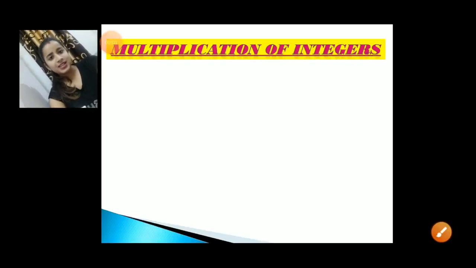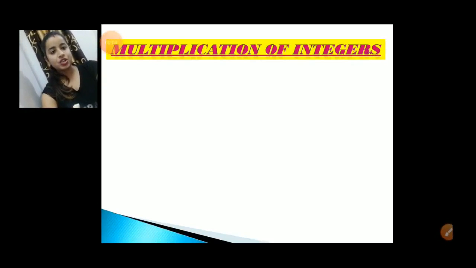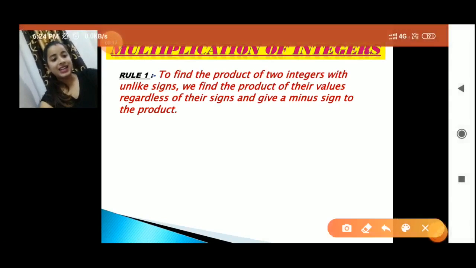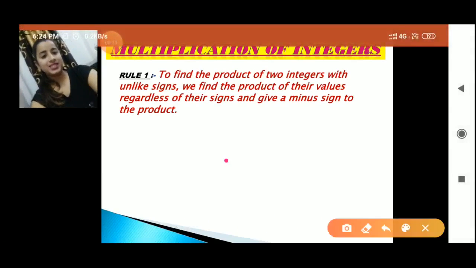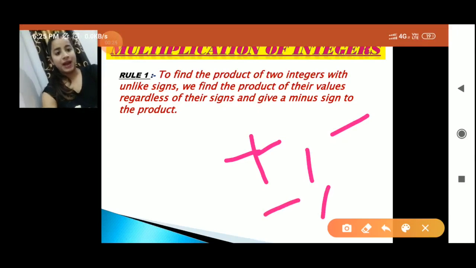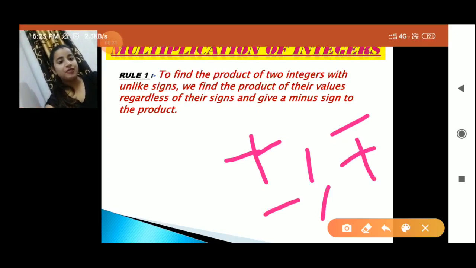Hello everyone. So let's continue with our integer chapter with the topic multiplication of integers. The first rule is to find the product of two integers with unlike sign. Unlike sign means that one sign should be plus and the other should be minus, or it can be minus plus. In that case, we have to find the product of their values regardless of the sign and give a minus sign to the product.